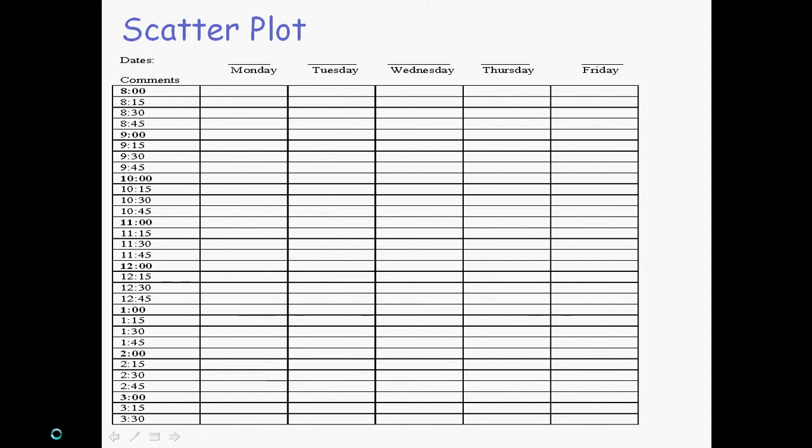Here's an example of a scatter plot. So it might look a little overwhelming at first, but basically what we want to do here is identify if a behavior happened at a certain time. So if the behavior happened at Monday at 8 o'clock, you put a check mark or an X or a tally under the column that says Monday at 8 o'clock. If the behavior happened again at 9, we'd put another tally at 9 o'clock, and so on for the rest of the week.